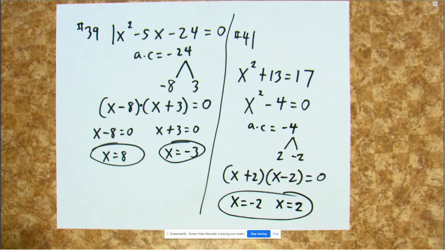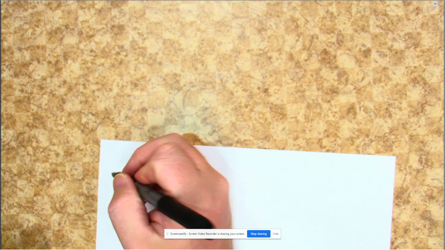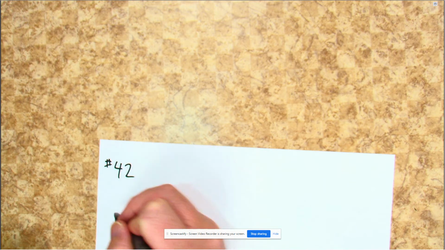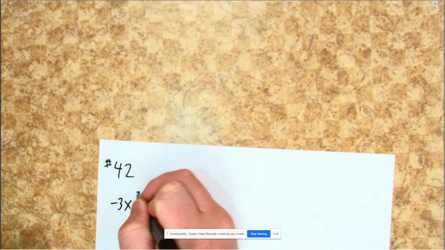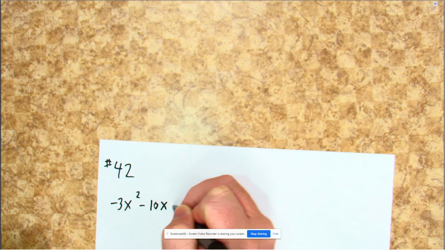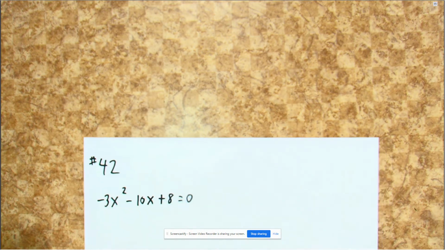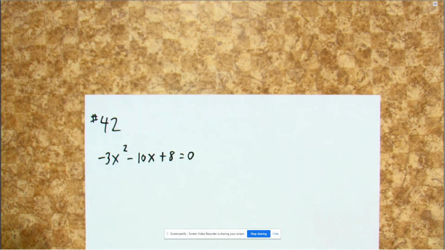Number 42 was a bit trickier. In the directions that I left you when you did this assignment in the first place, I left you the instruction to take out a GCF of -1. The reason being, as I've explained in class this past week in a lot more detail, taking out that negative as your GCF makes your life 1,000 times easier. You want your A value to be positive.